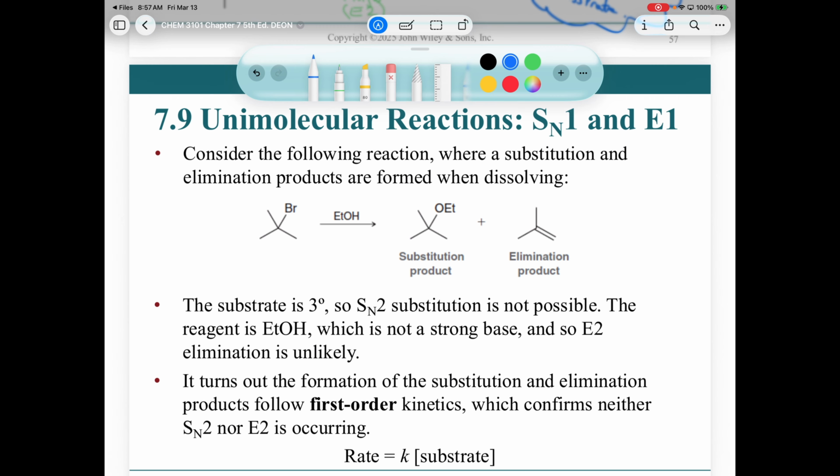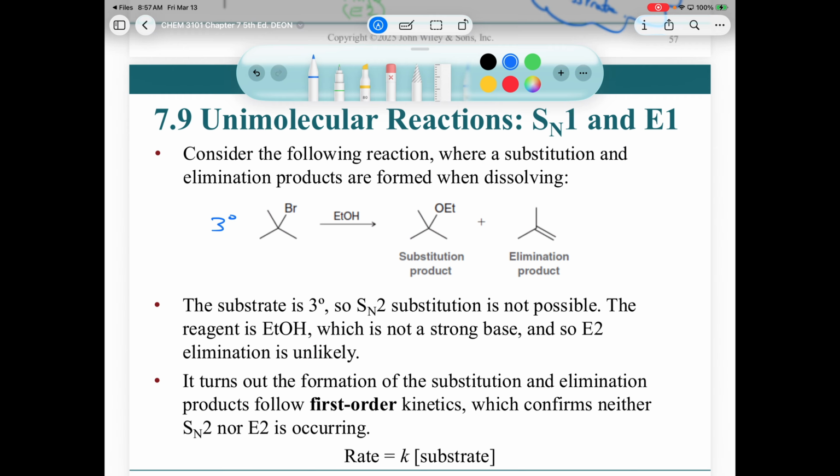So if we take a look at this reaction that's occurring here, let's just go over this very slowly. What kind of substrate is that? Primary, secondary, or tertiary? It's a tertiary substrate, right? It says it right on there, okay? Is this ever going to undergo an SN2 reaction? No. So there's no SN2.